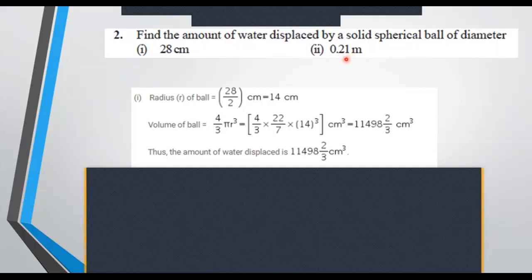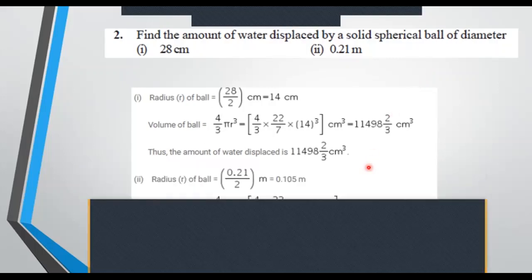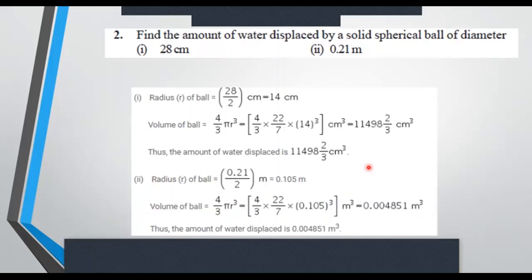The diameter is given this. So your radius is... Ma'am, are we supposed to convert it to centimeters or leave it as meter? It's centimeter only. Everything is in centimeter only. We are not converting anything. You can leave it in centimeter, leave it in meters, not an issue at all.